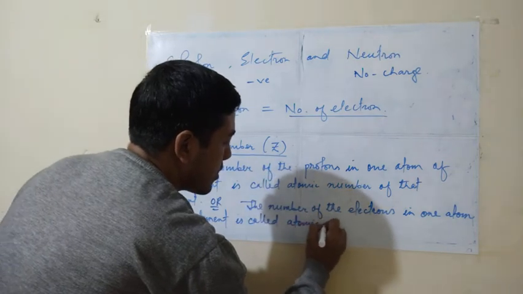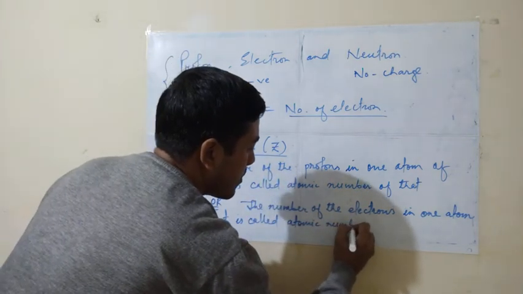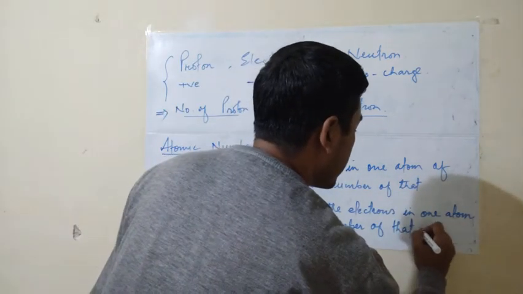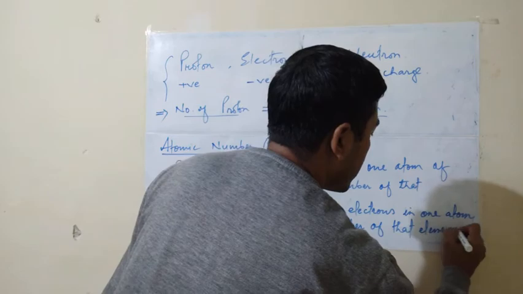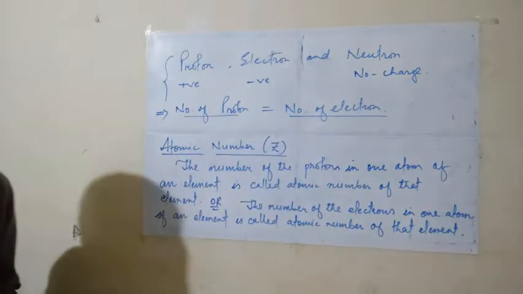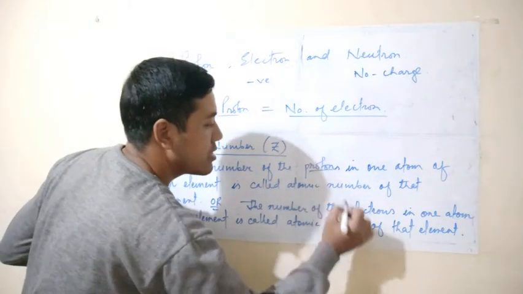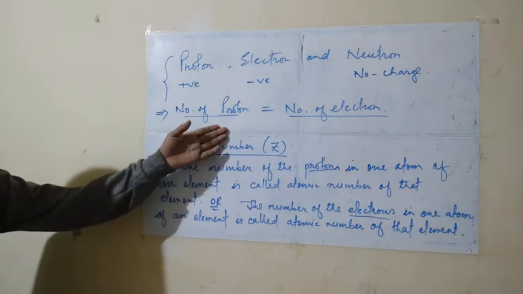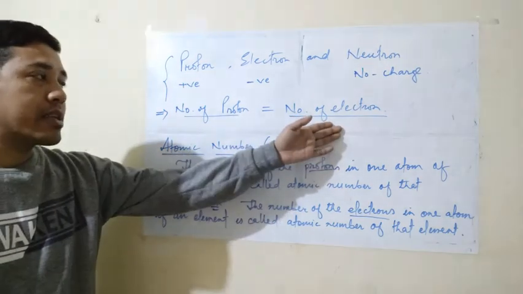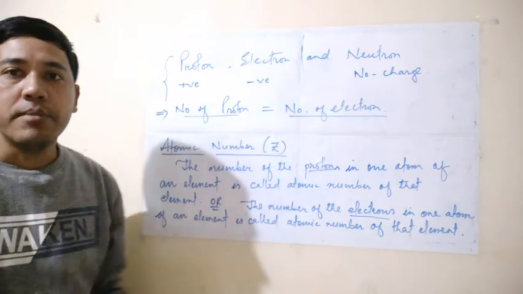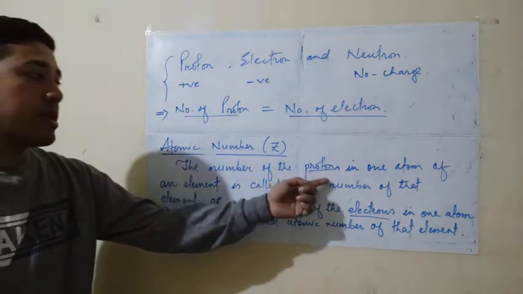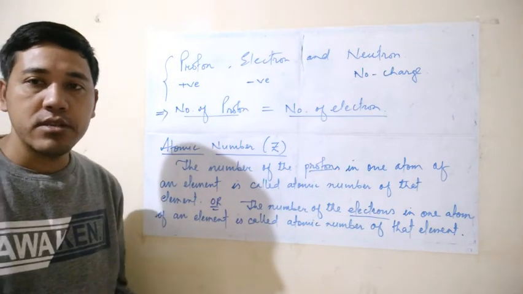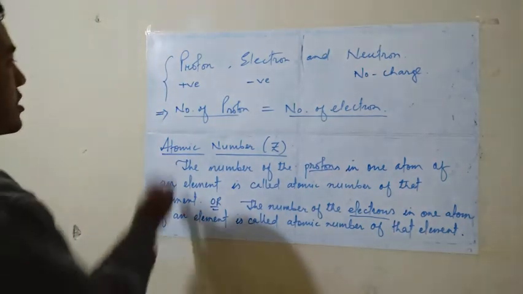atomic number of that element. Why am I writing electron in place of the proton? Because we all know that the number of the protons is always equal to the number of the electrons in an atom. Because of that, in place of the proton, I am writing electron. Any confusion? No.